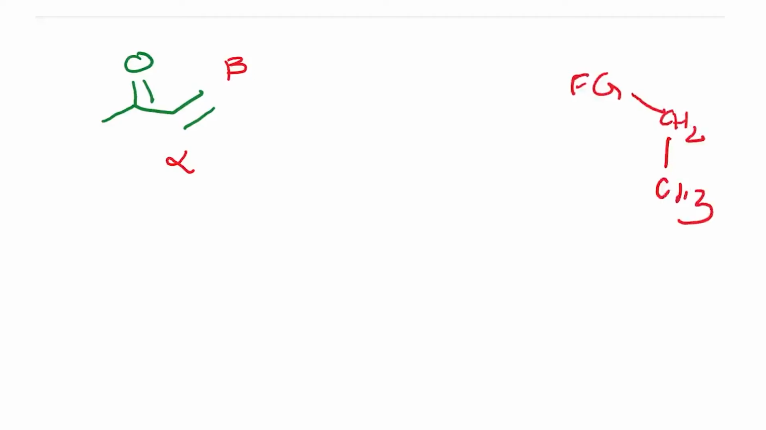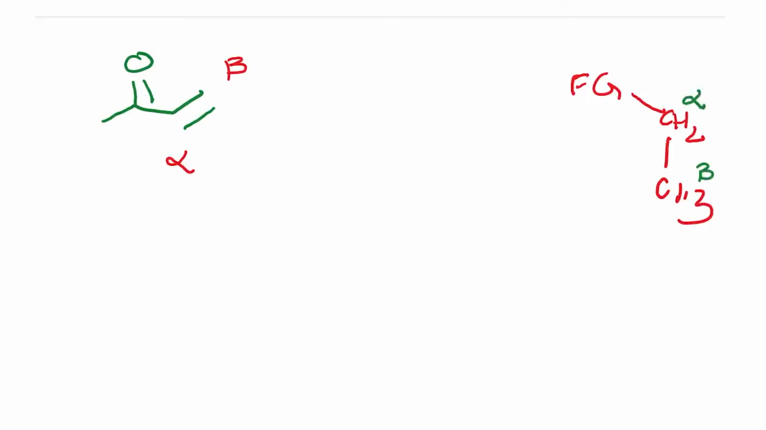So I start with C double bond O, this alpha beta unsaturated. By the way, this is called the alpha position. This is called the beta position. Whenever you have a functional group which is attached to a carbon, let's say this is CH2 and this is CH3, this is referred to as the alpha position. This is beta, and then you have gamma, delta, and so on, if you have a longer carbon chain.